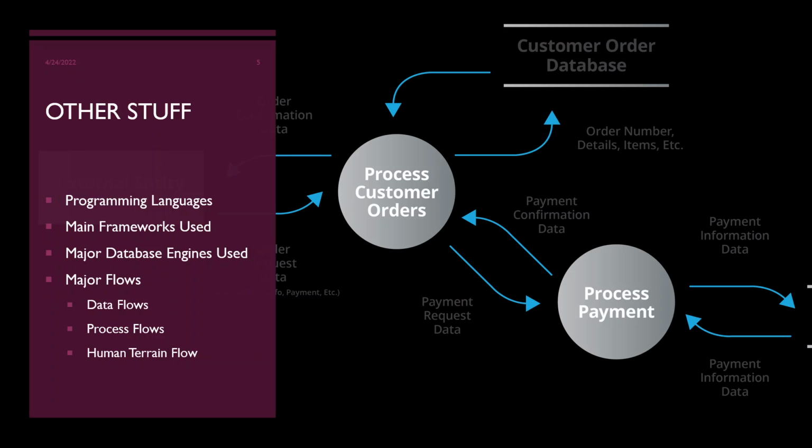And then major flows. Any data flows, you should show what the major data flows are, what any process flows are. And this is a very important one, the human terrain flow, because a lot of times the paper trail, the movement of data through an organization, is one thing, but that's all controlled by the humans, right? So humans are in the loop on this. It's a very cybernetic conversation, especially when we're talking about machine learning algorithms and human in the loop operations.